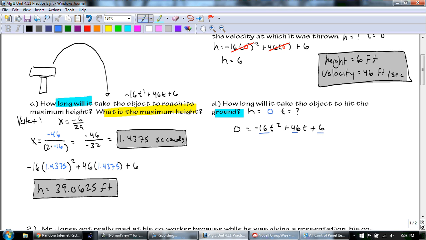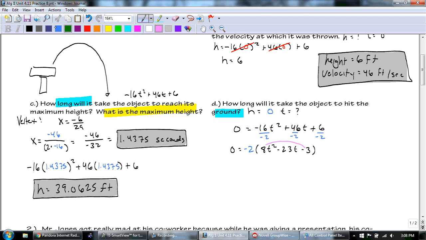Okay? The GCF, the only number that goes into 16, 46, and 6 is 2, and it's going to be a negative 2. So 0 equals negative 2, and then we have 8t squared minus 23t minus 3.